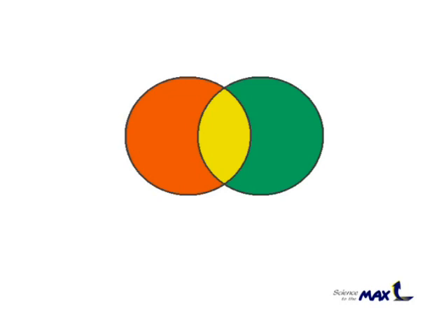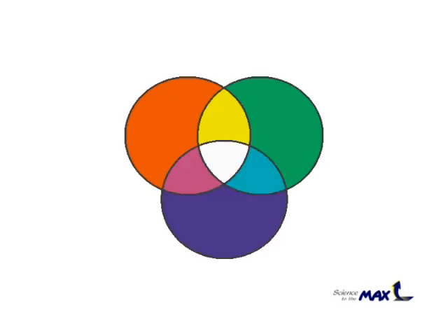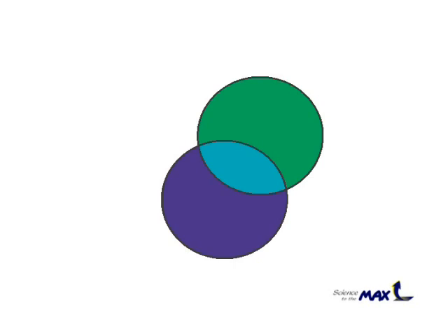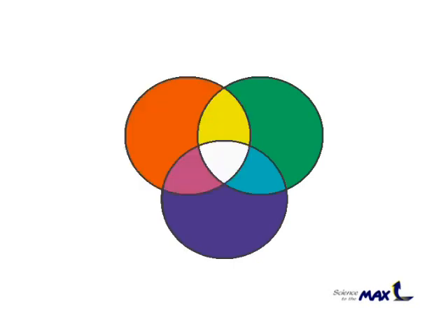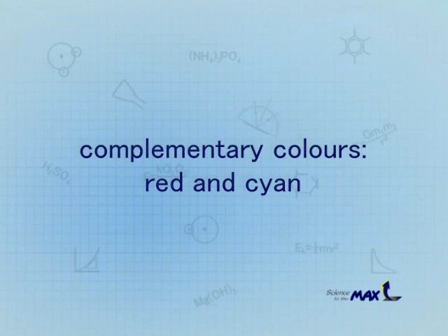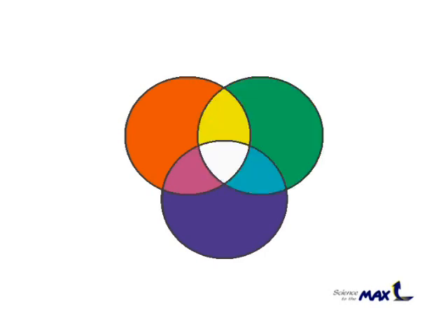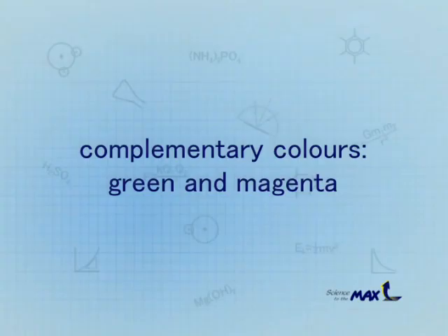In light, colors that add up to white are called complementary colors. Now, yellow is made up of green and red light, so all that is needed to add is blue. So, blue and yellow are complementary colors. Cyan is made up of green and blue light, so all that is needed to add is red. This makes red and cyan complementary colors. Magenta is made up of blue and red light, so all that is needed to add is green. So green and magenta are complementary colors.